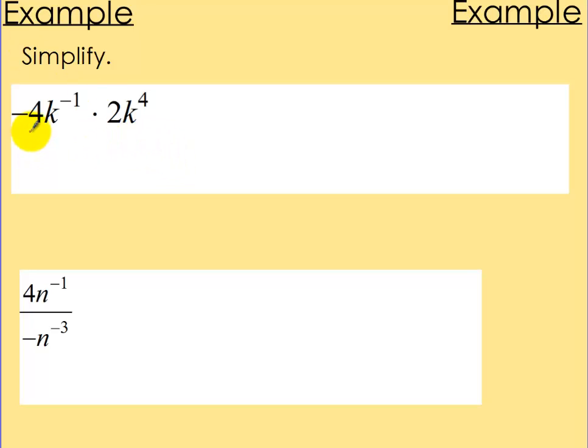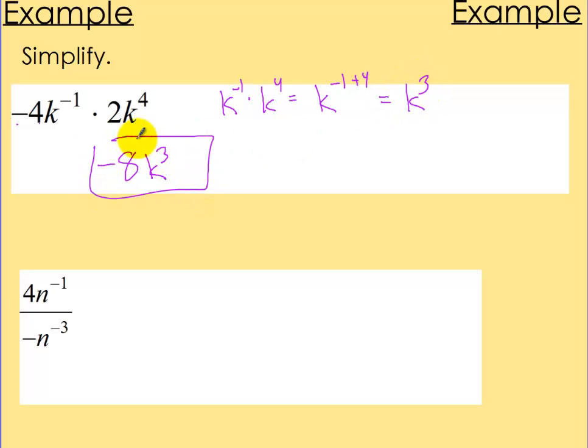All right, simplifying here. I'm going to look at these numbers first. There's a lot going on here, but -4 times -2 is going to be -8. And then for the k's, I have k to the -1 power times k to the 4th power. Well, k to the -1 times k to the 4th, you just add those exponents, so it's going to be k to the -1 plus 4, which will be k cubed. So I'm going to have -8k cubed, and that's my answer.